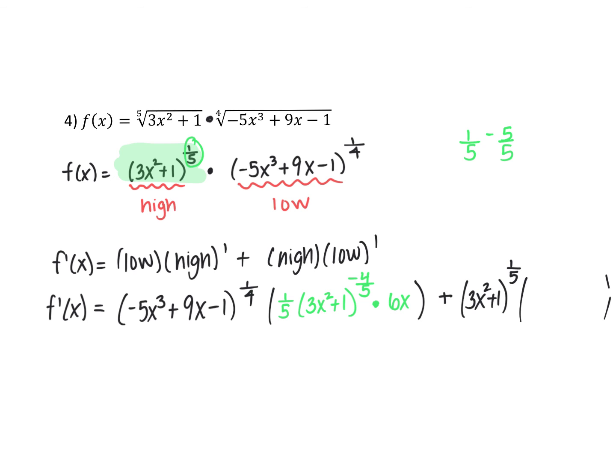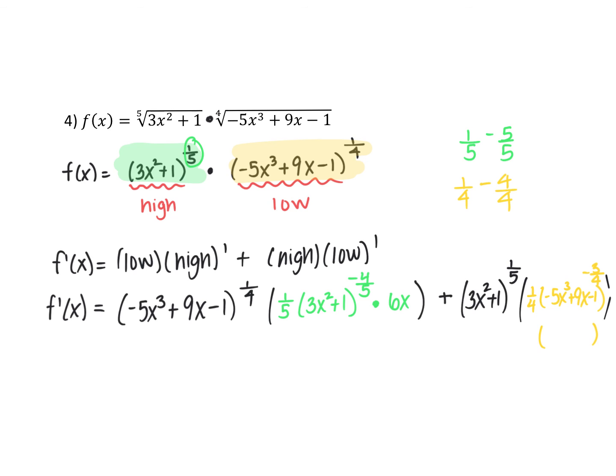My d low would be this function. I'll use a different color. So let's take the derivative of that using the chain rule. So the 1/4 goes in front. We keep the base, negative 5x to the third plus 9x minus 1. And now we're going to take the 1/4 and subtract 1, or 4/4, and that gives me negative 3/4. And we also now have to take the derivative of the inside. So this also has to be multiplied in there.